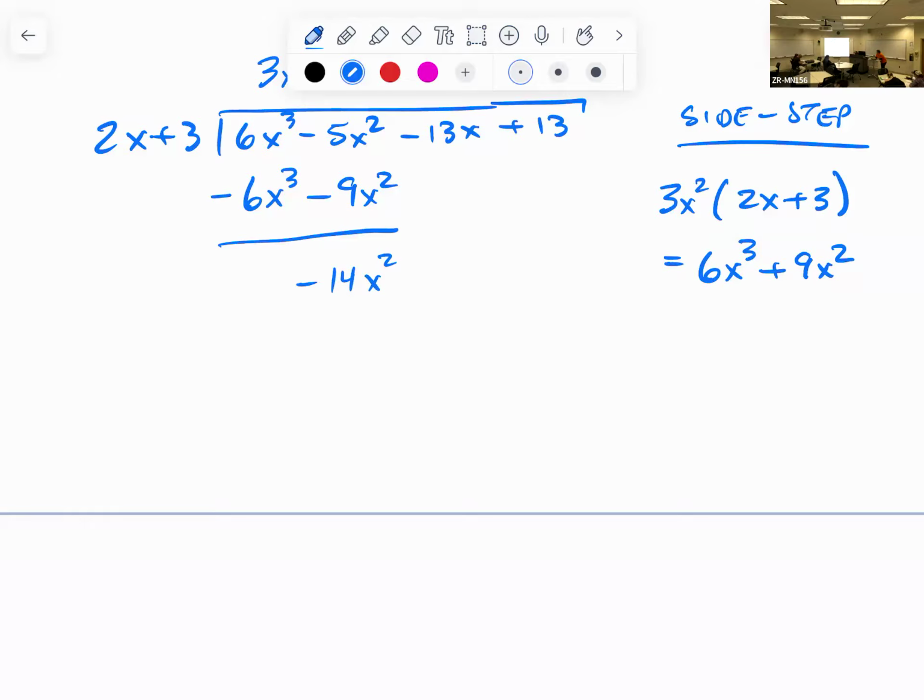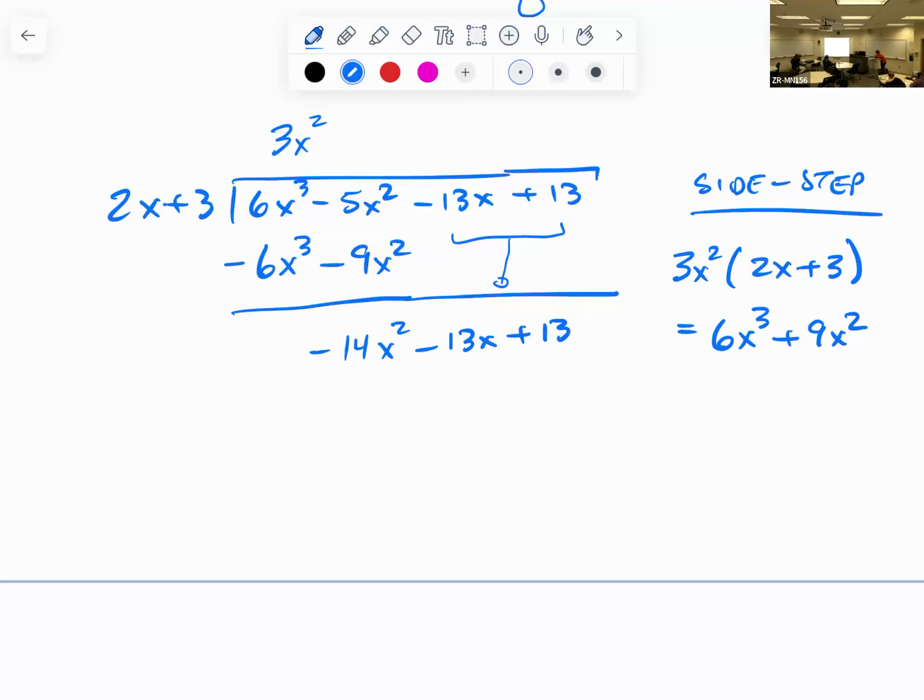That leaves negative 14x squared. And what else do we do? Bring it all down. And then rinse and repeat. 2x times what makes negative 14x squared? Negative 7x.